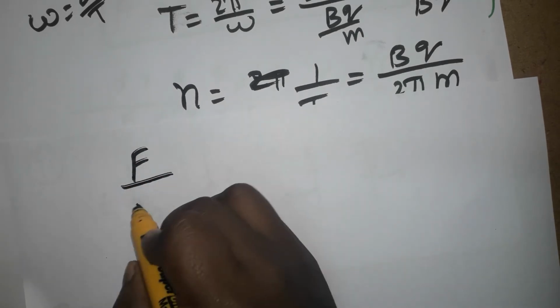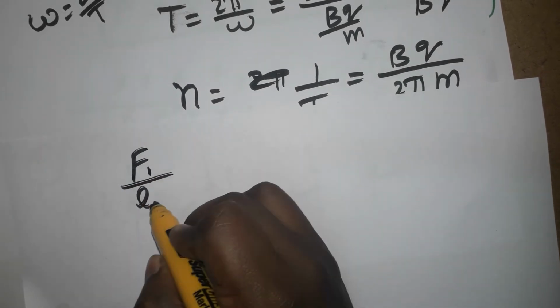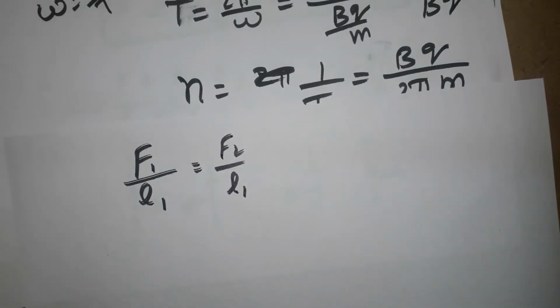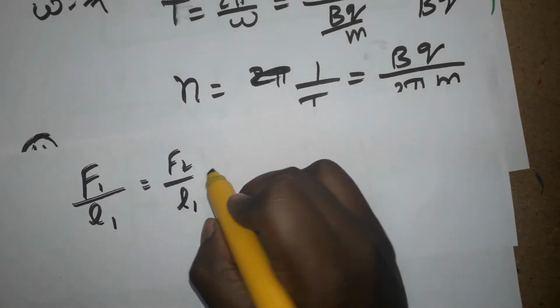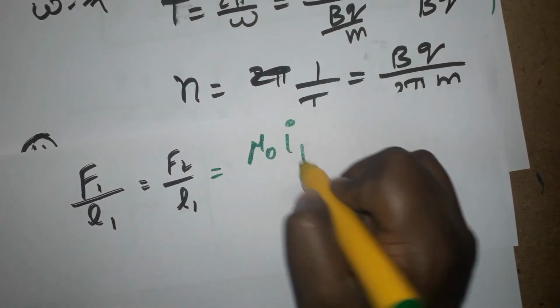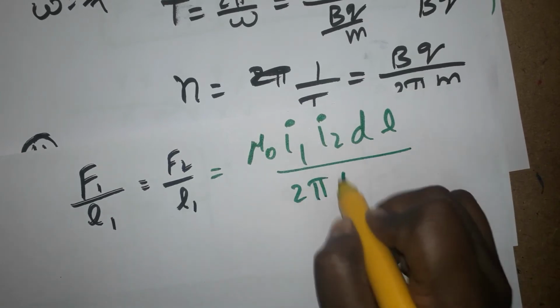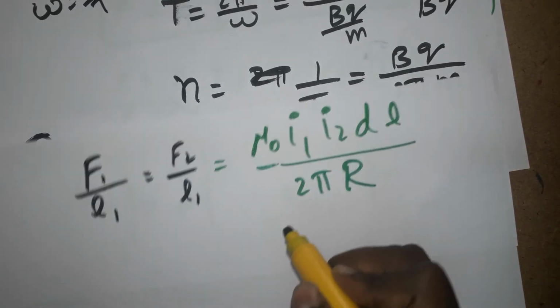What is the force per unit length produced? F1 force, L1 length, F2 force, L2 length, on one wire due to the second wire. Both are equal in value. It is going to be mu naught I1 I2 dl divided by 2 pi r. This is what we will get.